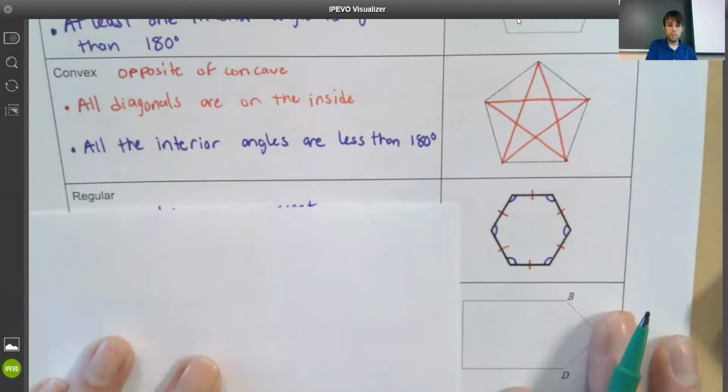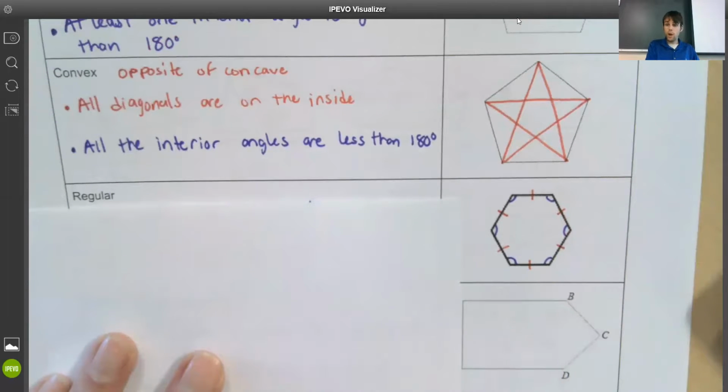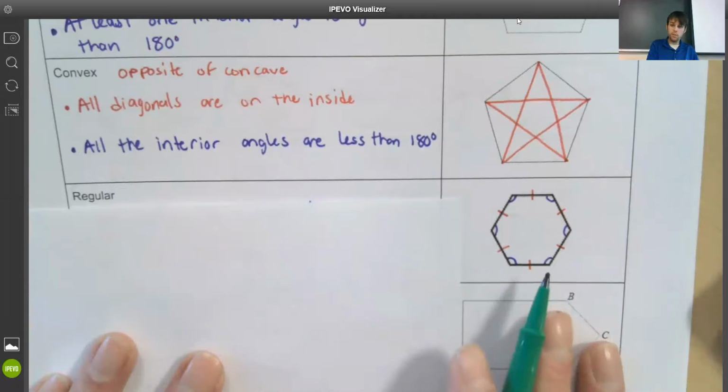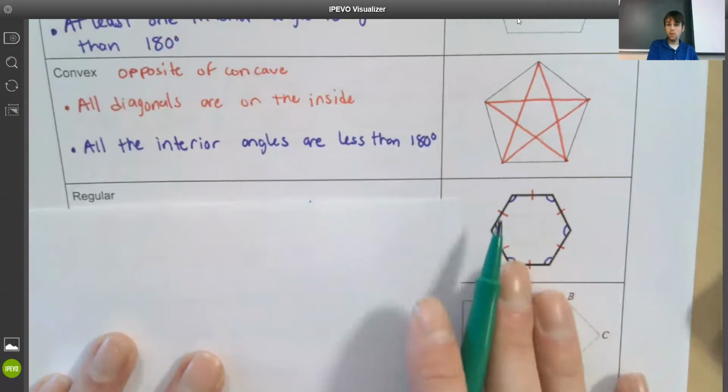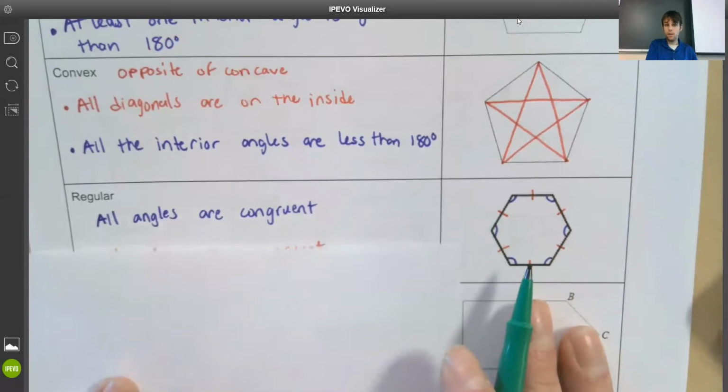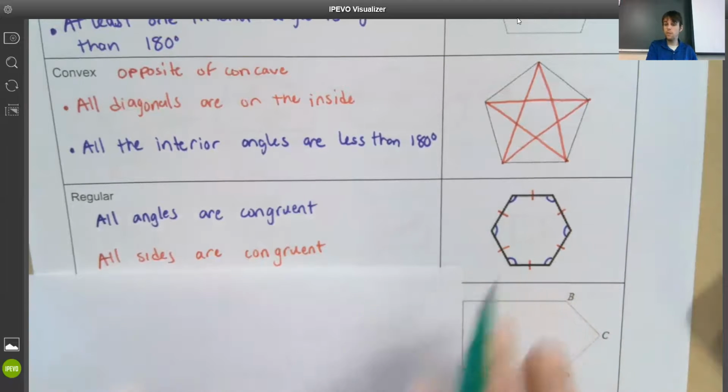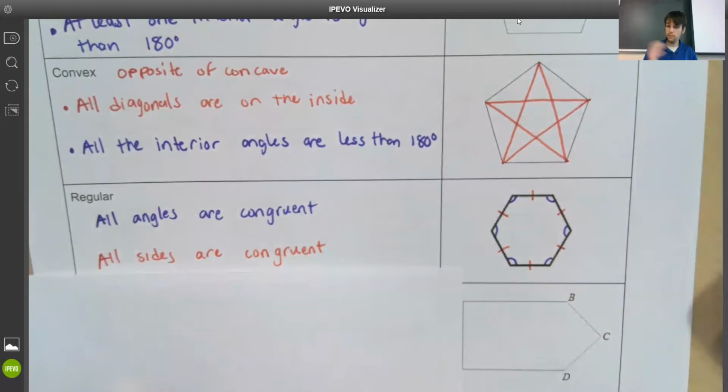Another way to characterize a polygon is regular and irregular. So a regular polygon, you can see a picture of it here, has all congruent sides and all congruent angles. So both of those two characteristics. Only one of them is not enough to consider it regular. For instance, a rectangle is not regular necessarily, because it won't necessarily be true that all the sides are congruent.